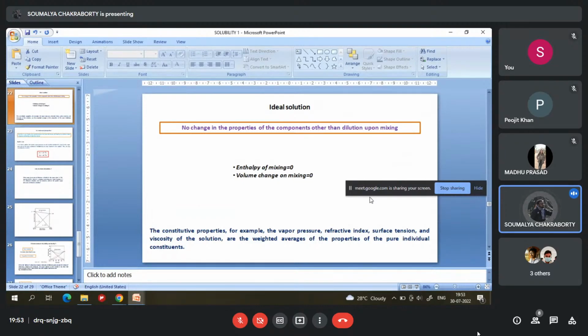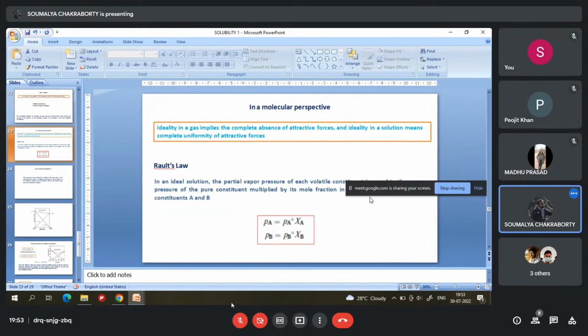Real solution is what basically persists in reality, but this is ideality. The constitutive properties, for example the vapor pressure, refractive index, surface tension, and viscosity of the solution, are the weighted average of the properties of the pure individual constituents. So from a molecular perspective, ideality in a gas implies the complete absence of attractive forces, and ideality in a solution means complete uniformity of attractive forces.